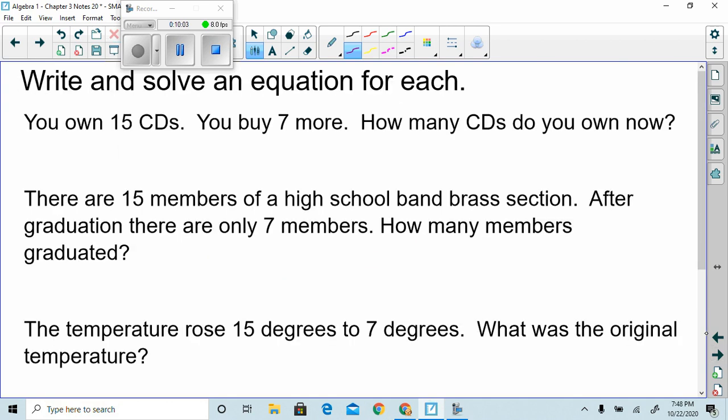The last part of this lesson for today is I want you to take a look at these three statements, and I want you to write an equation and solve it for each. Write the equation and solve. These we will go over in class.